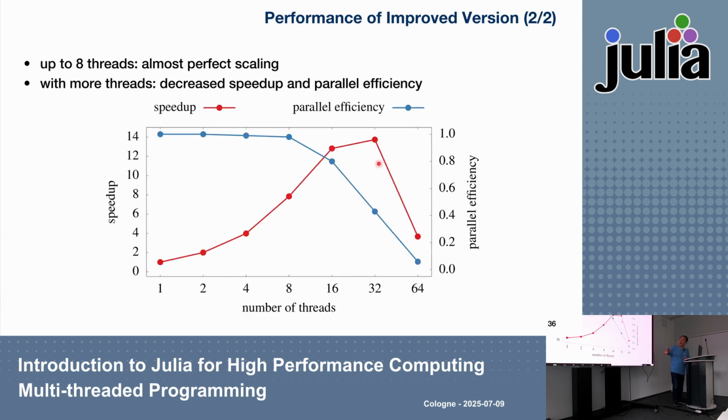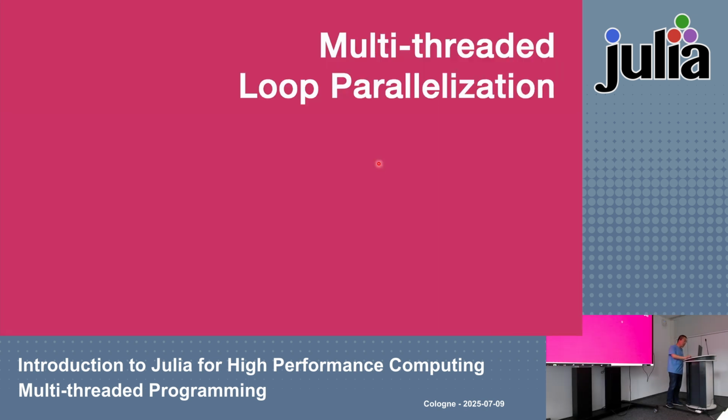And also for the speed up, as you can see, with fewer threads, the speed up is great. But with more threads, because the problem is not large enough to fully utilize 64 CPU cores, you have not great speed ups here. Okay, this is the end of the first way to parallelize Julia code.